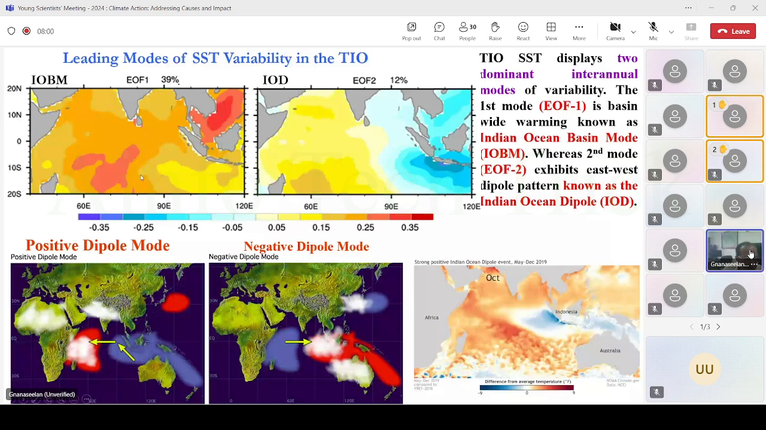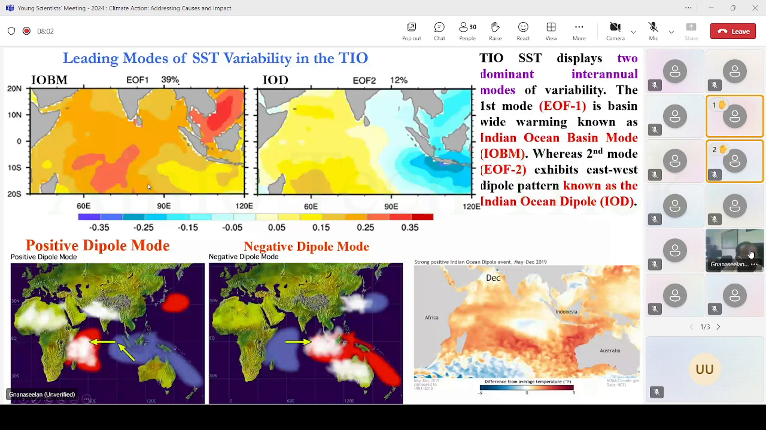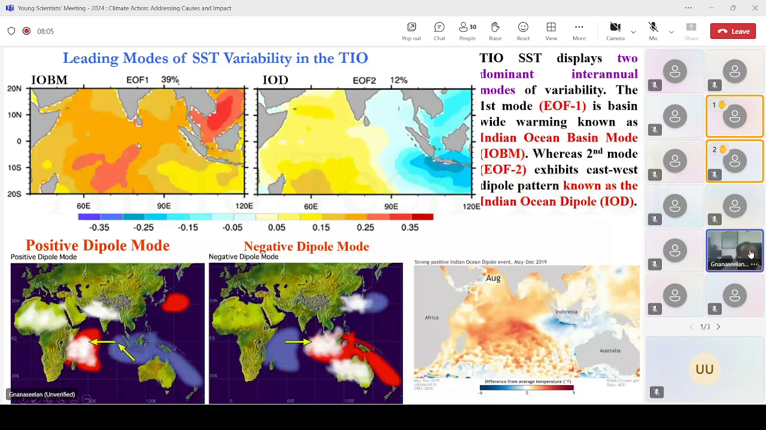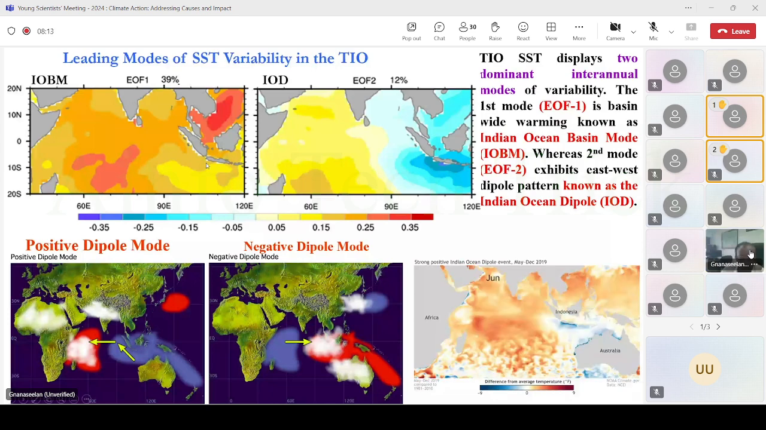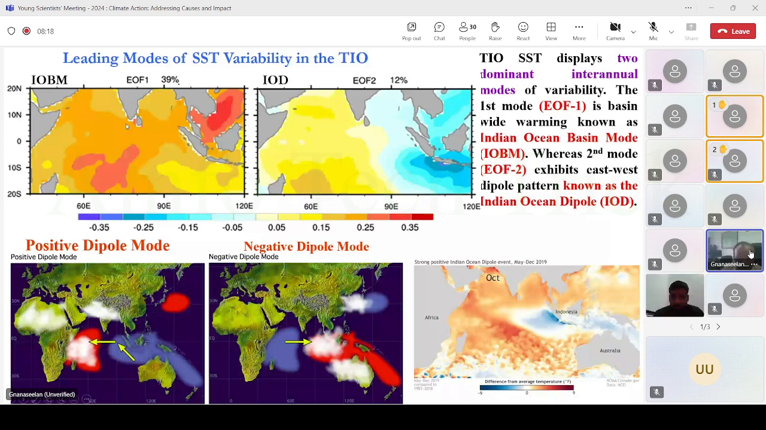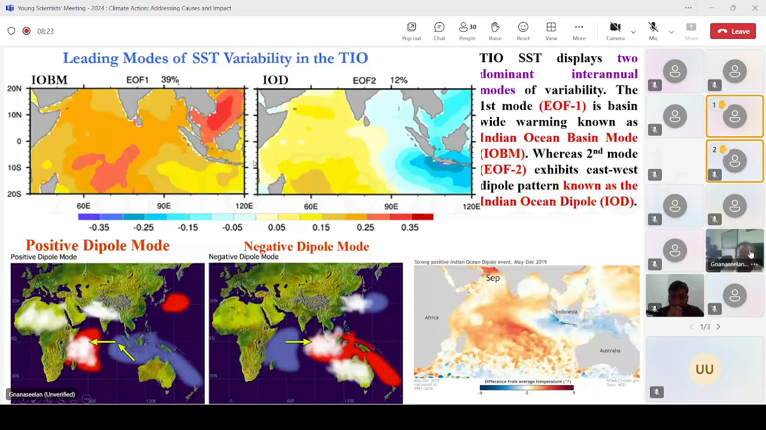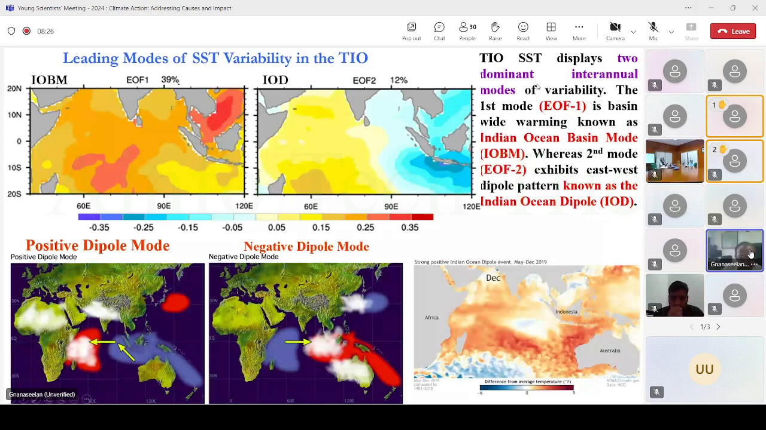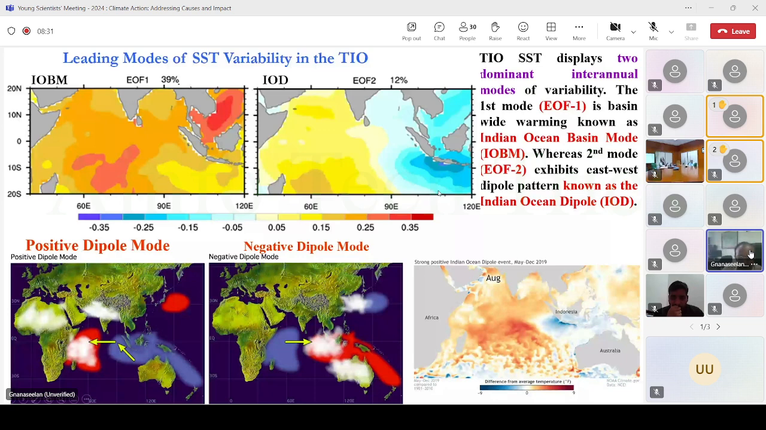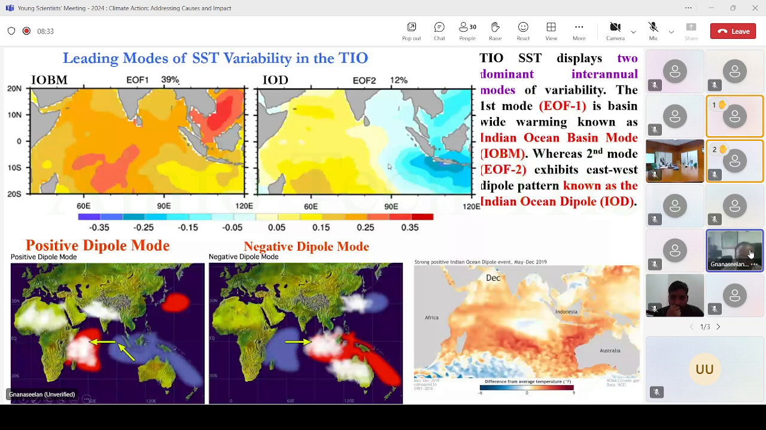So this is the leading mode of SST variability, or empirical orthogonal function analysis. So first EOF, you can see, explains about 40% of the variability in the Indian Ocean, which gives you a basin-wide signal. That means the basin as a whole either warms or cools. And the second mode, which is more popular, is the Indian Ocean dipole with an east-west pattern with the opposite signals of positive anomalies in the west and negative anomalies in the east during the positive phase of IOD.